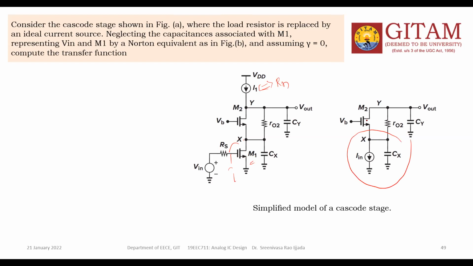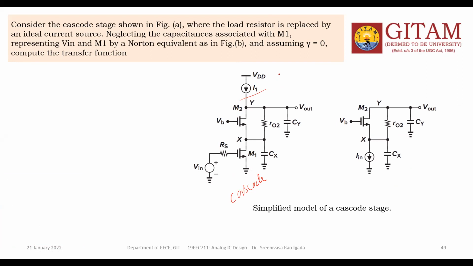The question asks us to calculate the transfer function. We will see how best we can calculate the transfer function of this circuit. Remember, this is one cascode amplifier. All the capacitors are neglected for simplification. The major change is that earlier RD was there, and now we have taken an ideal current source.